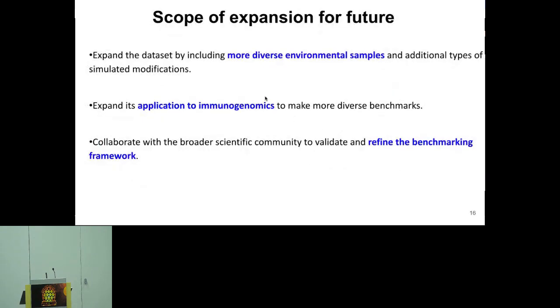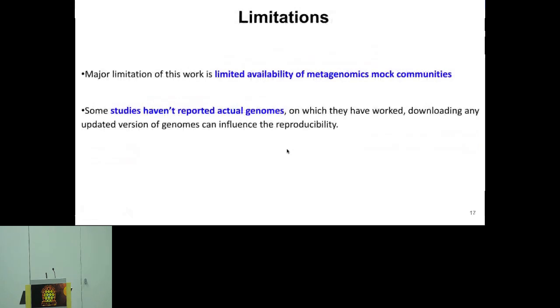As for the scope of expansion in the future, we are going to include more diverse environmental samples for this work, and we are also going to expand the application of this work into immunogenomics, because a similar kind of problem exists there also. And we will collaborate with the broader scientific community to refine the benchmarking framework.